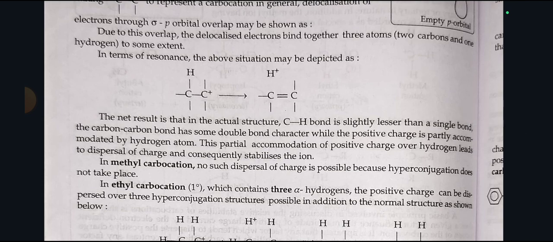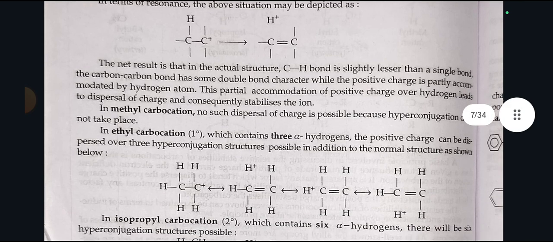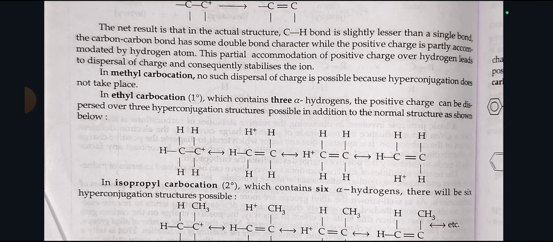In terms of resonance, the above situation may be depicted as CH-C+ giving C=C plus H+. The net result is that in the actual structure, the C-H bond is slightly less than a single bond. The carbon-carbon bond has some double bond character, while the positive charge is partially accommodated by the hydrogen atom. This partial accommodation of positive charge over hydrogen leads to dispersal of charge and consequently stabilizes the ion. In methyl carbocation, no such dispersal of charge is possible because hyperconjugation does not take place.